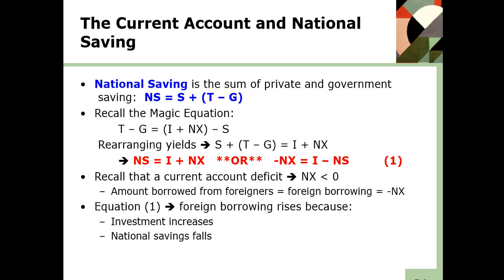So simply, foreign borrowing rises because investment increases and national saving falls. NX stands for national saving in this equation. Oh, sorry, no, NX is net export.